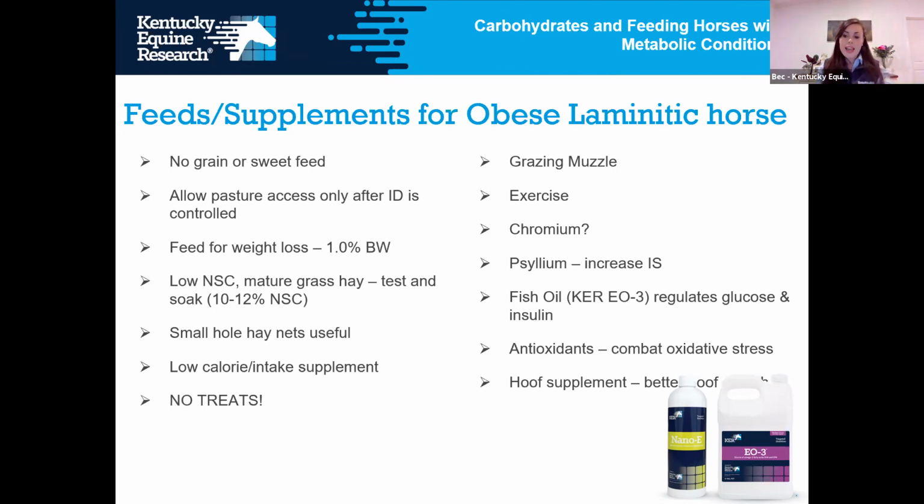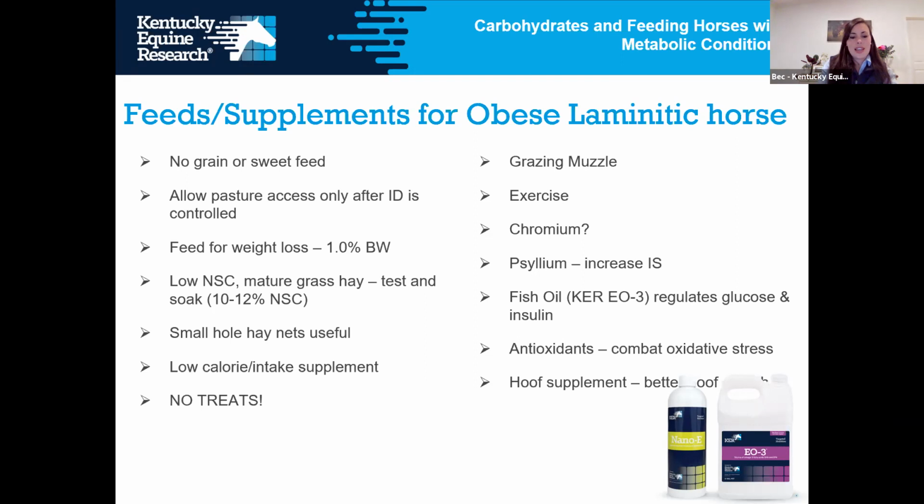Perhaps a mature grass hay, so something with that stalkier stem like we referred to earlier on, is going to be a little bit more indigestible. So the horse is going to extract less calories, but we're going to be able to give it at that safe 1% of body weight rate to maintain gut health. Slow the horse down, so small whole hay nets are really, really useful.